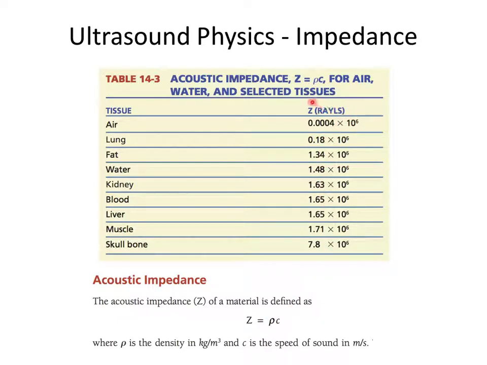So these numbers are known very well for tissues in terms of water. Here we are at 1.48. Kidneys a little stiffer. Muscles quite stiff. Bone is very stiff, right? So you're going to get a lot of reflection from bone.